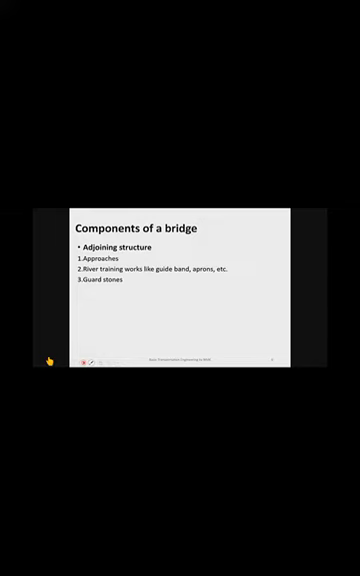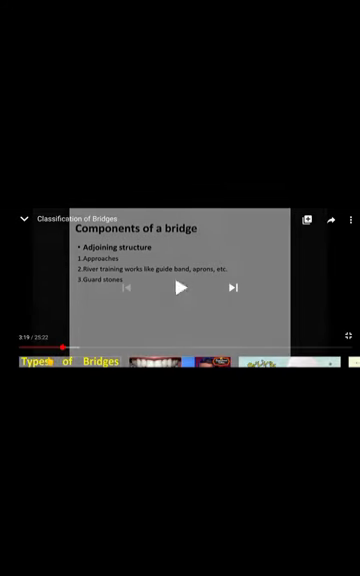Components of bridges adjoining structure are approaches, river training works like guide bands, aprons, etc., and guide stones.